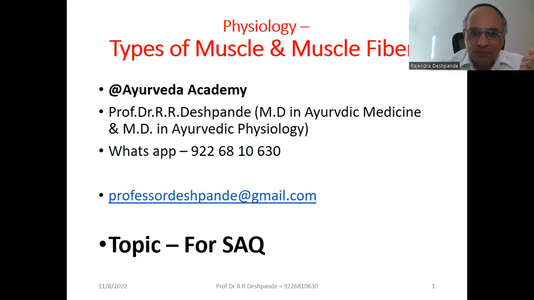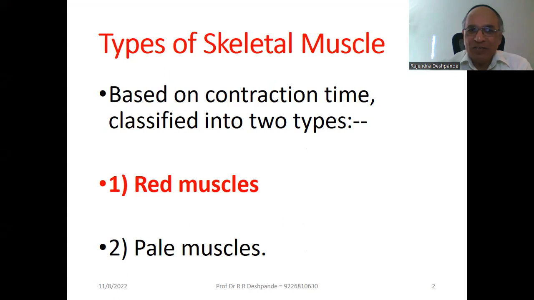Okay. So this is the first slide. Types of the skeletal muscle. Of course, as you know, depending on the site, there are 3 types of muscle in our body. The muscles of the hands and legs are called skeletal muscles or striated muscles or voluntary muscles. These are the 3 synonyms: skeletal muscle, striated muscle, voluntary muscle.